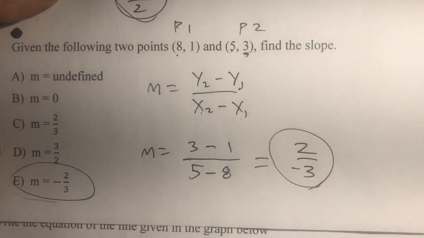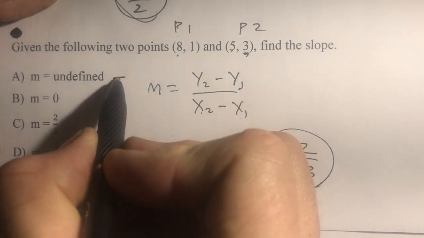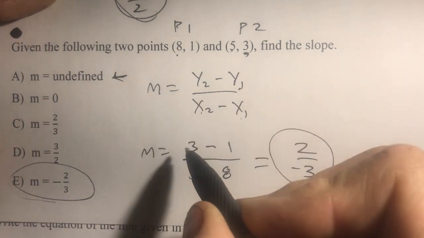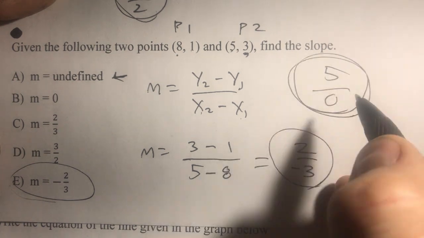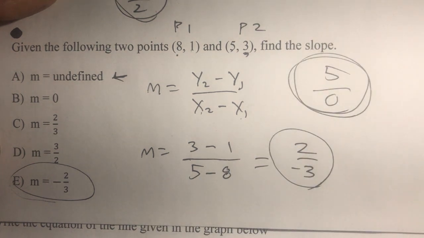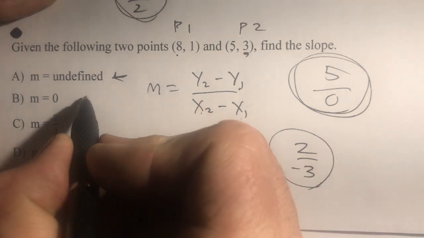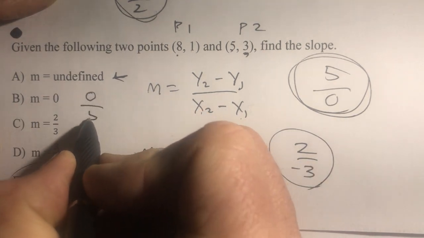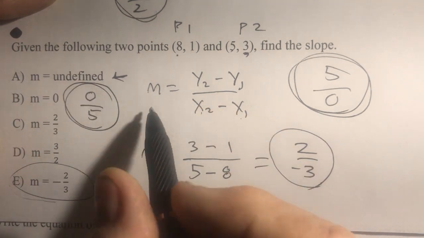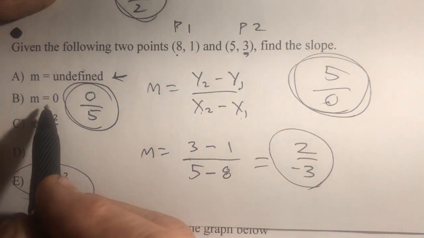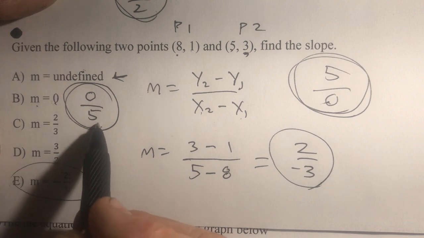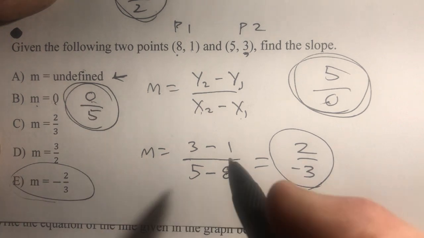Now, undefined is when you do this and you end up with 0 on the bottom. Like suppose you have 5 over 0, this would be undefined. Now m equals 0 is when you have 0 on the top. Like suppose you have 0 over 5. So make sure you understand these two right here. Undefined is when 0 is on the bottom. Slope is 0 when 0 is on the top.